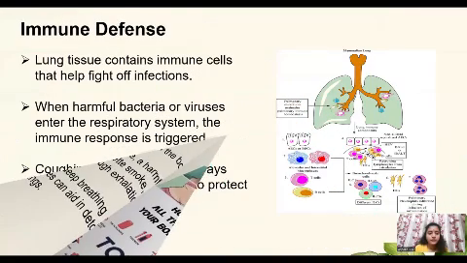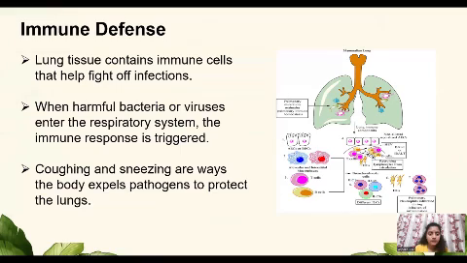Immune defense. Lung tissue contains immune cells that help fight off infections. When harmful bacteria or viruses enter the respiratory system, the immune response is triggered. Coughing and sneezing are two ways the body expels pathogens to protect the lungs.